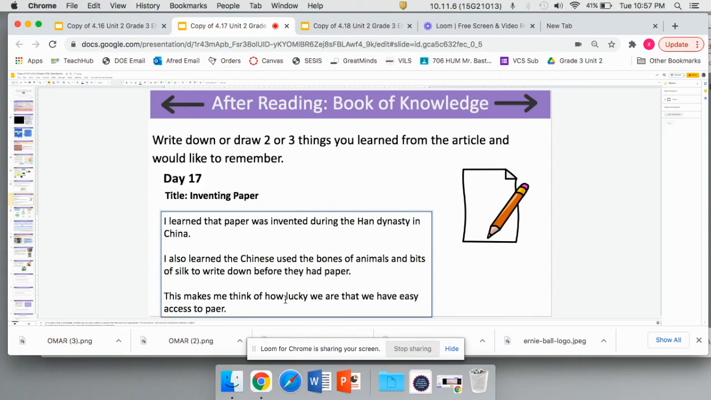We don't have to use bones. Usually we don't even have to use paper. Most of the time we can even use our computers to write down stuff. So I think we're very lucky.